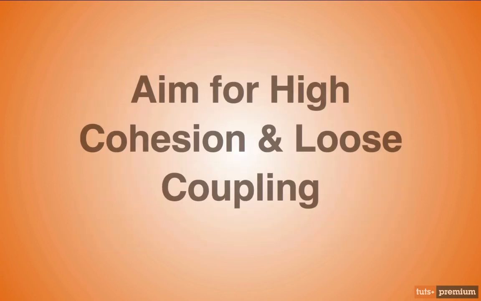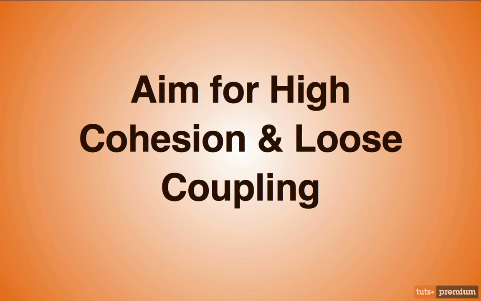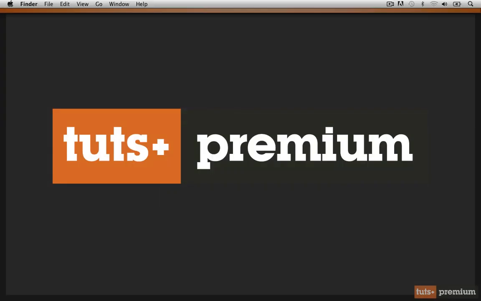So what you should take away as the main point of this lesson is to strive for high cohesion and loose coupling. Next up, we're going to learn about variable scope, but that's it for this video, and I'll see you in the next lesson.